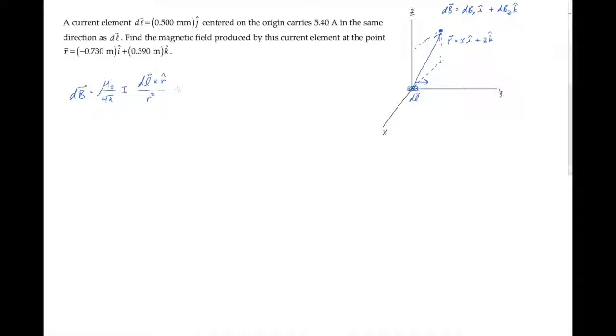And to make evaluating this a little easier, I'll rewrite the r hat vector as the r vector divided by its magnitude so that we get this expression. We can calculate the value of r cubed using the Pythagorean theorem and then cubing that result to find that r cubed equals 0.567 cubic meters.